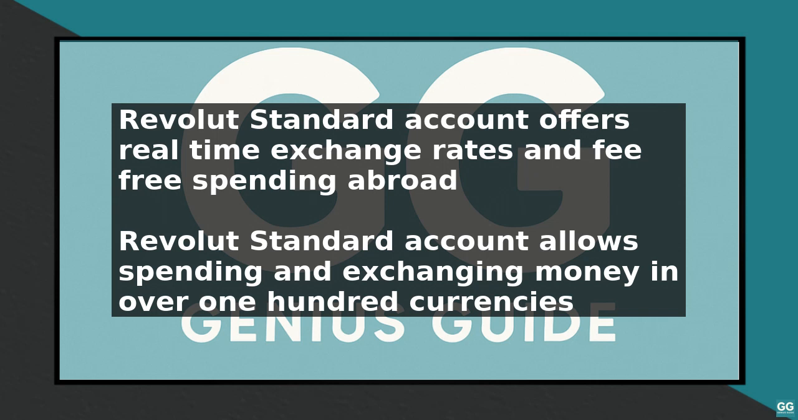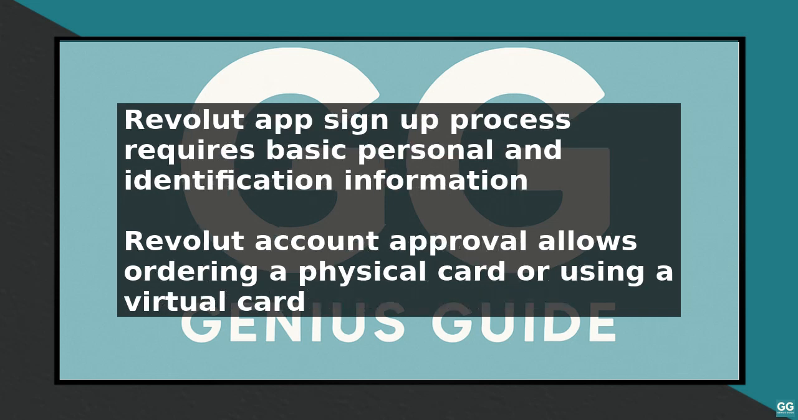methods. To get started with your Revolut Standard account, you need to download the Revolut app and sign up for an account. The sign-up process is straightforward and requires basic personal and identification information. Once your account is approved, you can order a physical card or use the virtual card for online transactions.